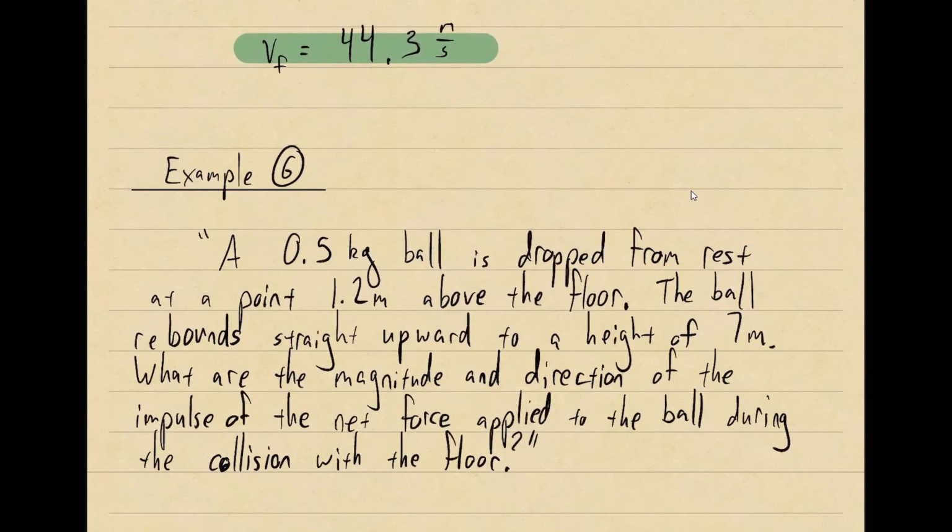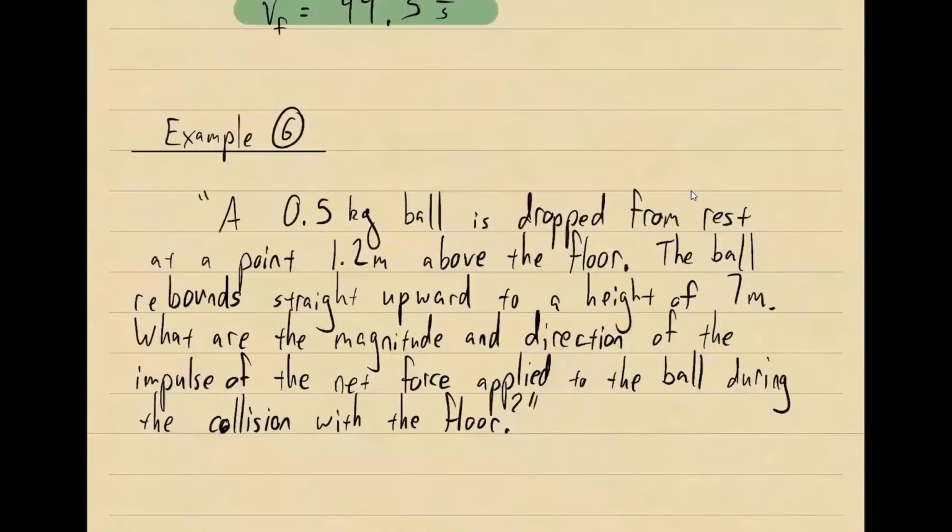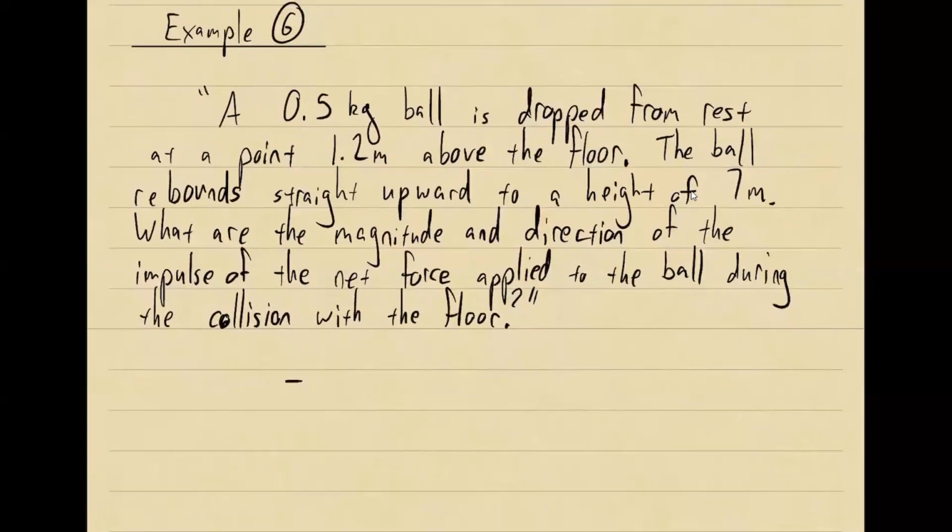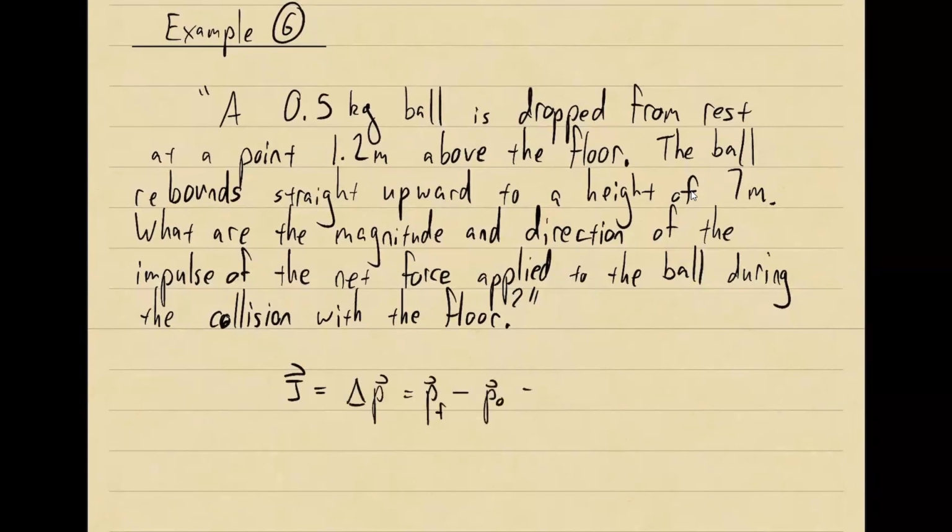All right. So we know that our impulse, J, is equal to the change in momentum of our object, right? So that's going to be our final momentum minus our initial momentum, where our final momentum is the mass of our object times our final velocity, and our initial momentum is the mass of our object times our initial velocity. So to begin with, we have to find the velocity with which the ball hits the ground, right?